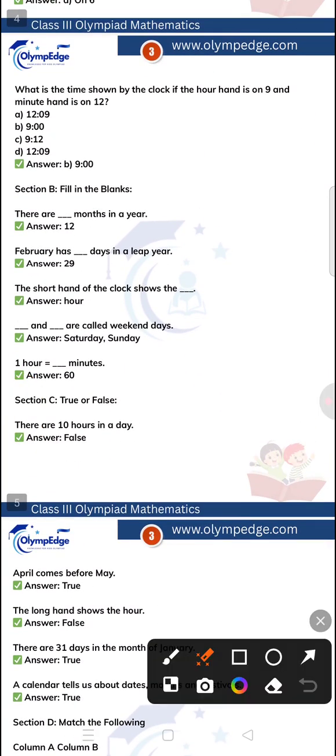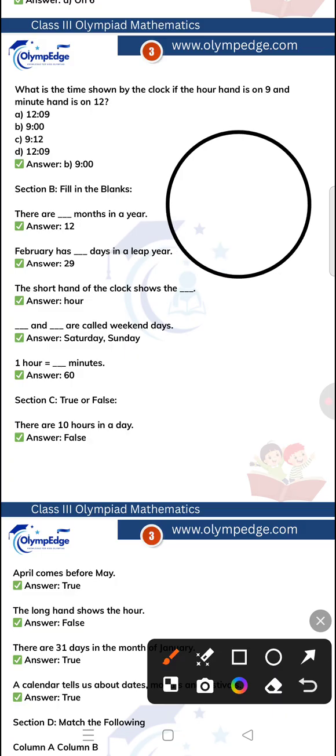Then let's move on to the next question. What is the time shown by the clock if the hour hand is on 9 and the minute hand is on 12? We know that if the hour hand is on 9 and the minute hand is on 12, then obviously it will be 9 o'clock, right? So here you see we have option B as 9 o'clock.